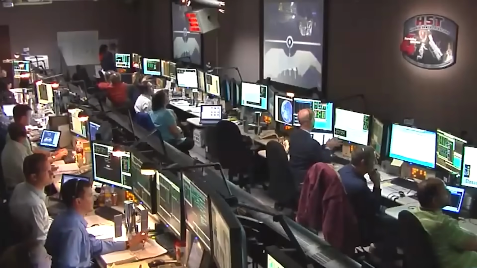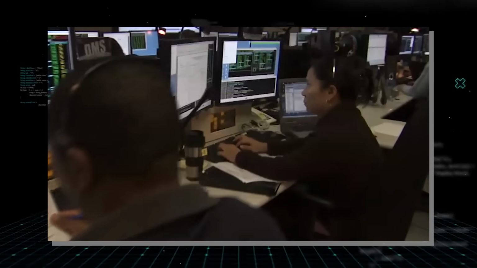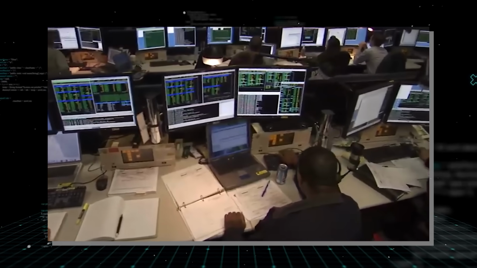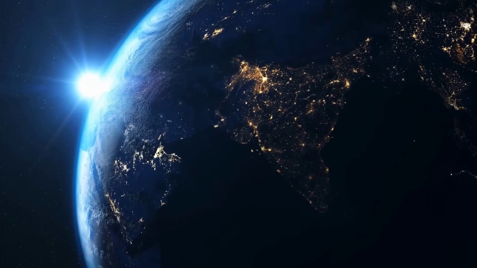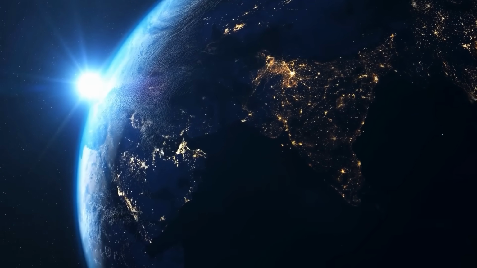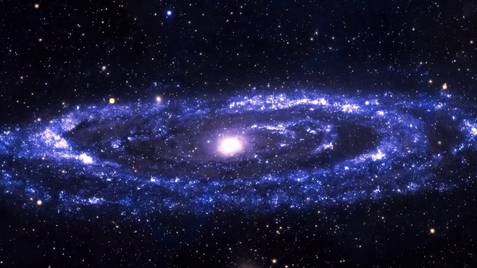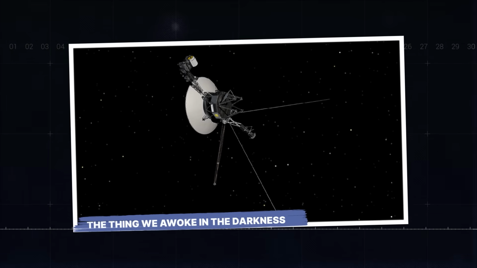Do they announce their findings and cause a global panic, or do they keep it a secret and try to figure out a defense against something they can't even understand? They are caught between a rock and a hard place, and the fate of our world might just hang in the balance. Our quiet universe just got a whole lot louder and scarier. The thing we awoke in the darkness.